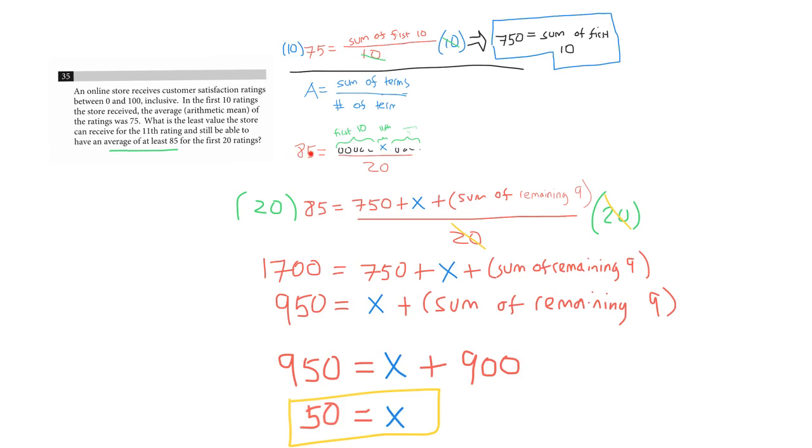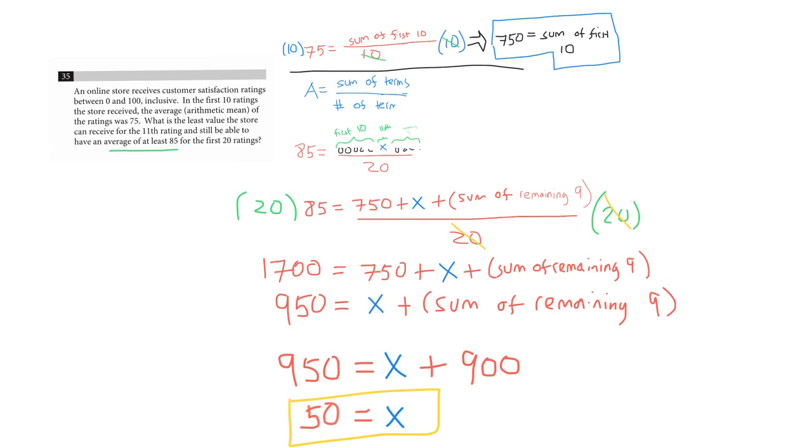So we minimize the average because it has to be at least 85. We minimize that by making it literally 85. We took into account that we're averaging 20 total scores: the first 10 plus the 11th plus the remaining 9. The first 10, we didn't know each individual score, but we figured out that the sum of the first 10 was certainly 750, and we used the average formula to figure that out, right? So we knew that the first 10 added up to 750, plus the 11th, plus the sum of the remaining 9. We then knocked out the 20, giving us 1700 in this.